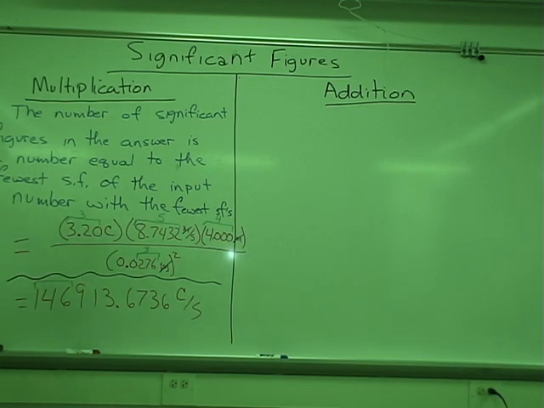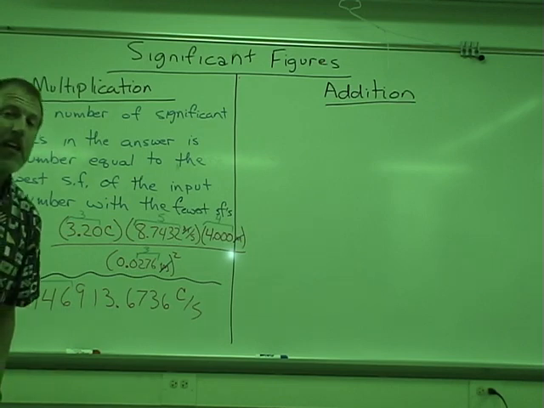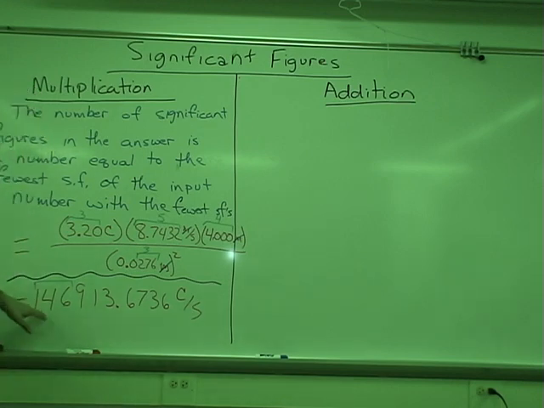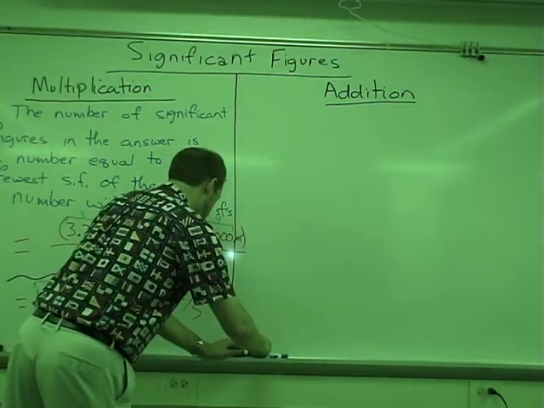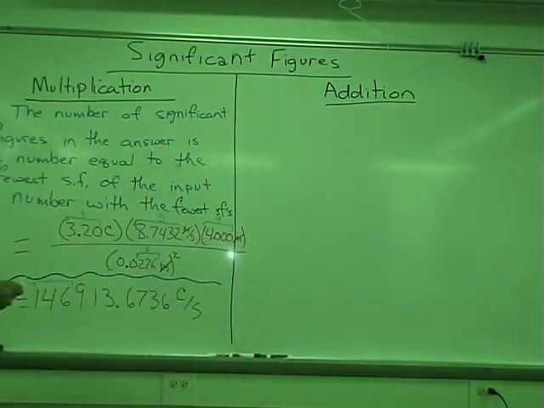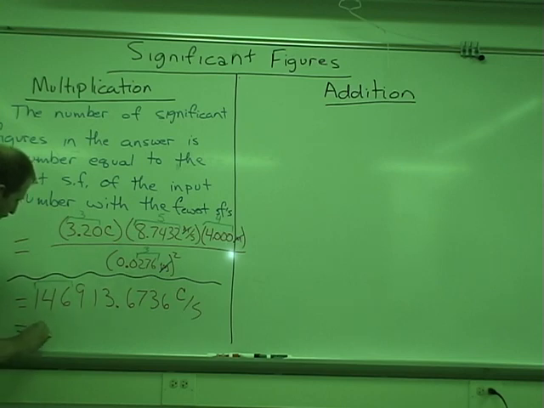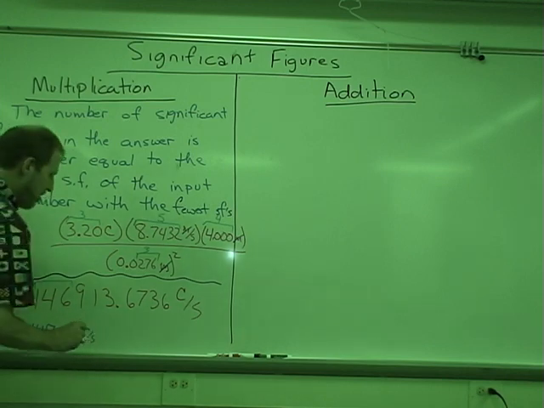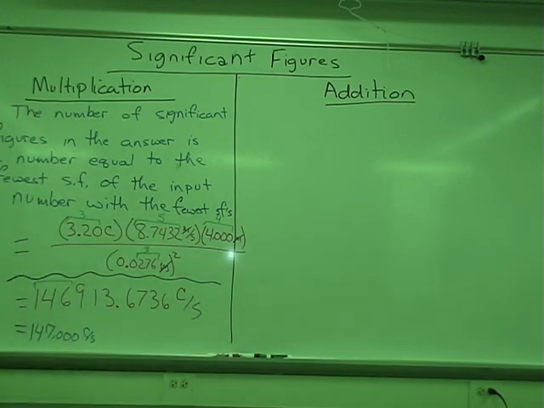Now, the biggest mistake I see at this point is people look at it and go, okay, 1, 4, 6, chop, throw away, I'm done. But you cannot do that. At that point, you must remember to look at the next digit and round. So, the correct answer to this would be 147,000 coulombs per second. But there are better ways to write that.